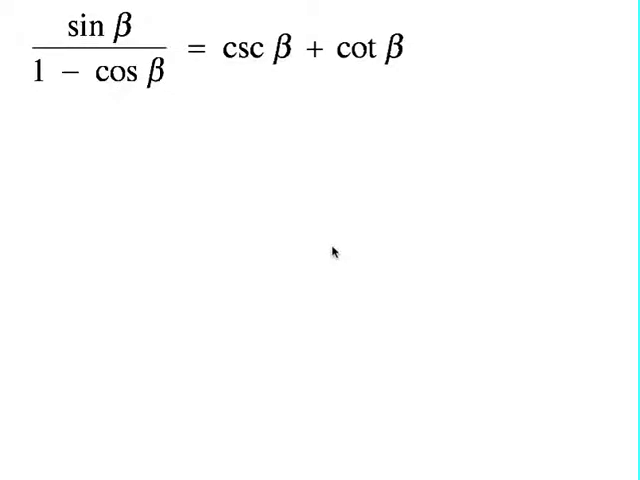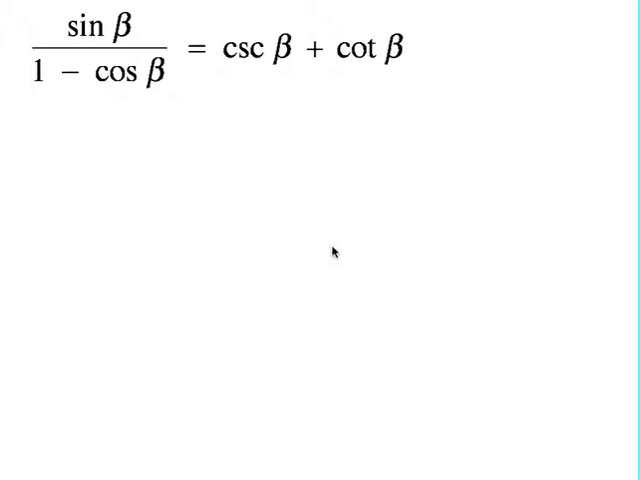Going to continue with studying our verifying identities. We're going to look at a couple today, and then you're going to have an assignment. Look up here: sine of beta over 1 minus cosine of beta equals cosecant of beta plus cotangent of beta. Remember from verifying identities, you can only work down one side of the equation.